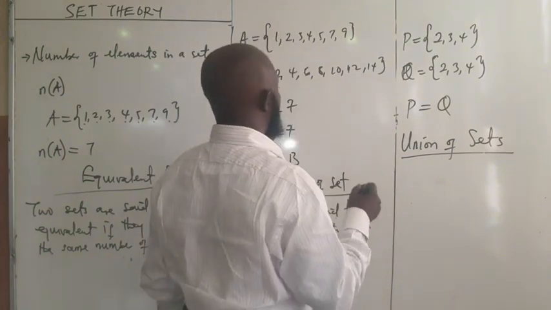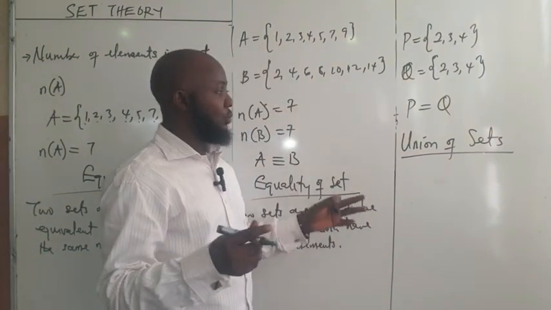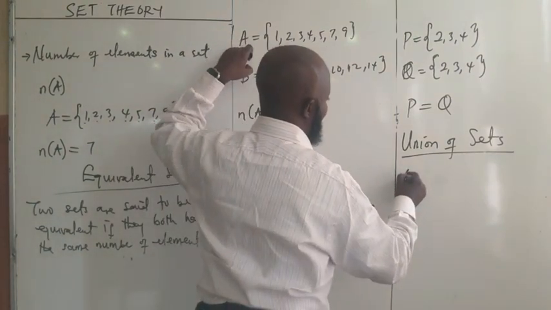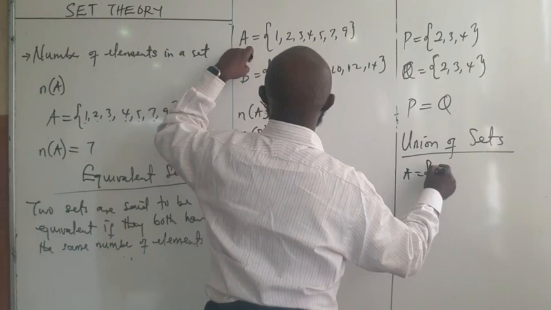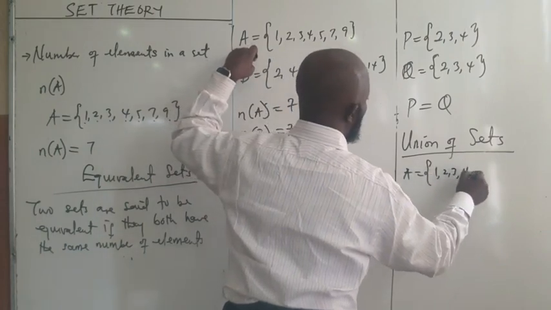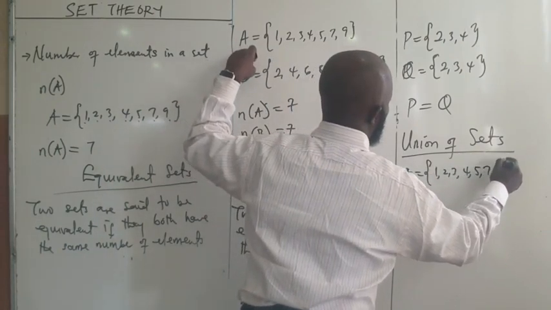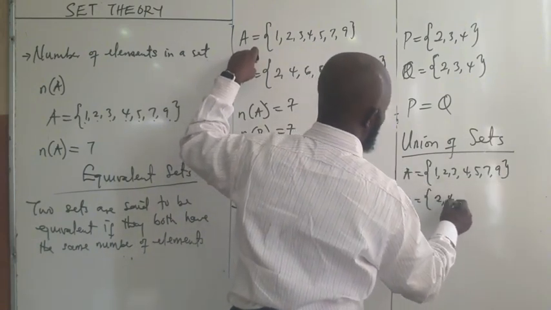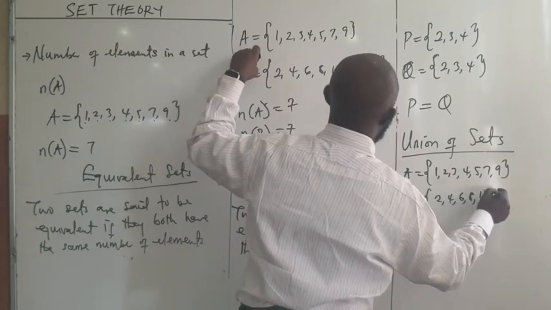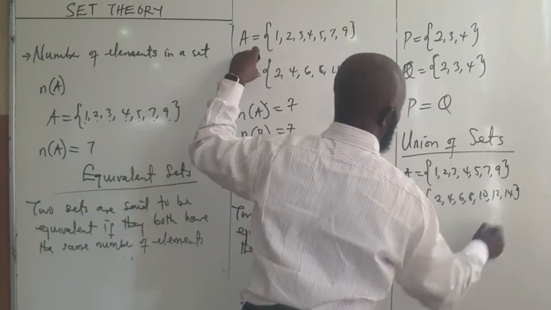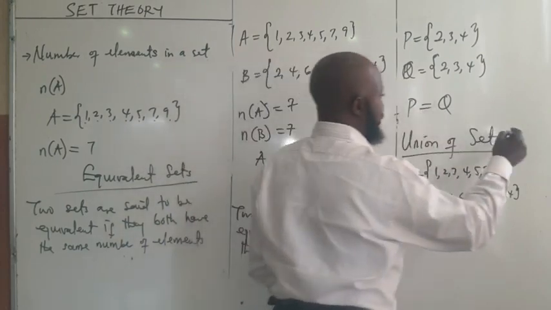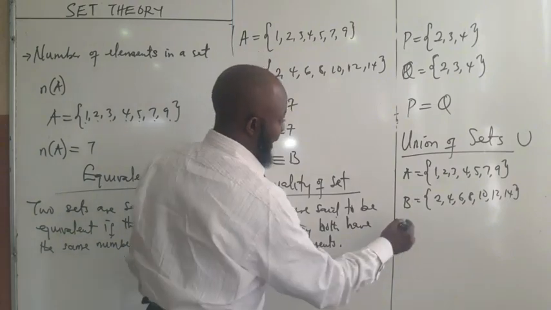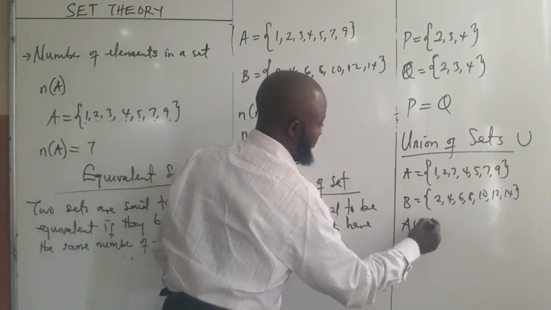We are going to unite 2 sets when we combine the elements together. For example, we have this set A. Set A is 1, 2, 3, 4, 5, 7, 9. And set B is 2, 4, 6, 8, 10, 12, 14. The symbol for union is this, it's taken as just like U. So we now have A union B.